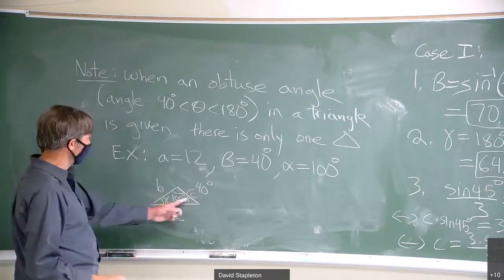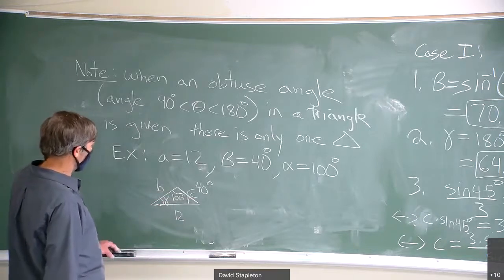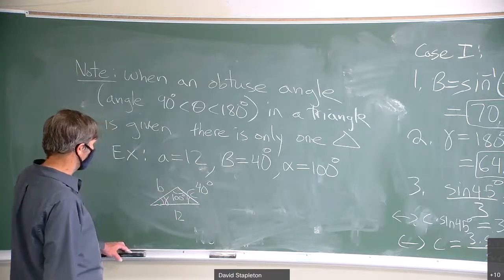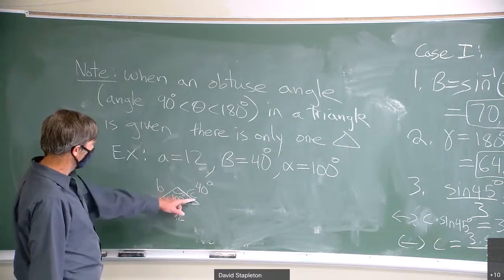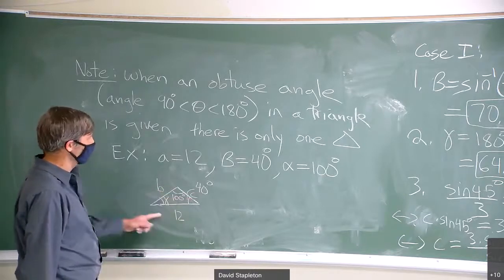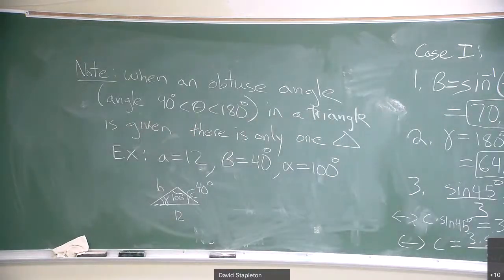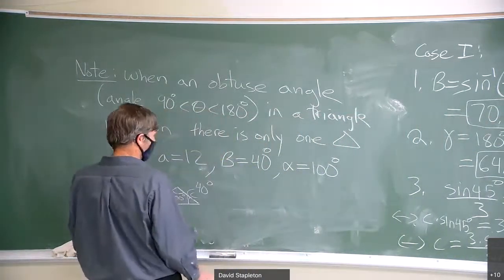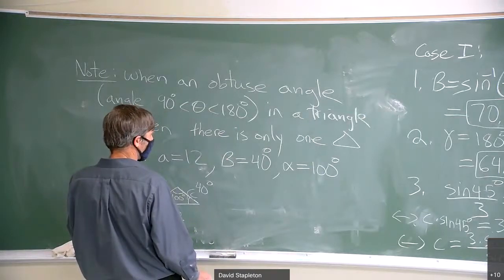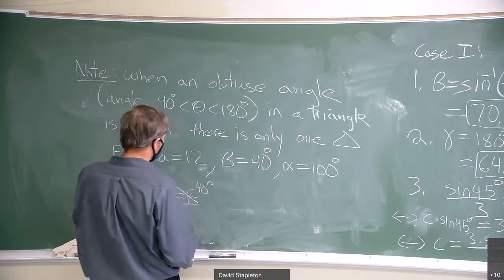So I need to find B, C, and gamma out of this triangle. And I comply with the law of sines, right, because I'm given, let's see, angle, angle, side, in that order, rotating clockwise this time. I think I'm about out of time. I'll pick this up next time. All right. But you write the law of sines and there's only one case. So, to be continued.